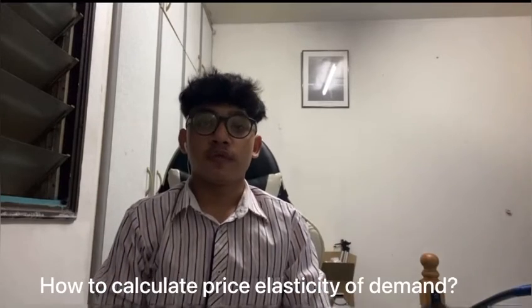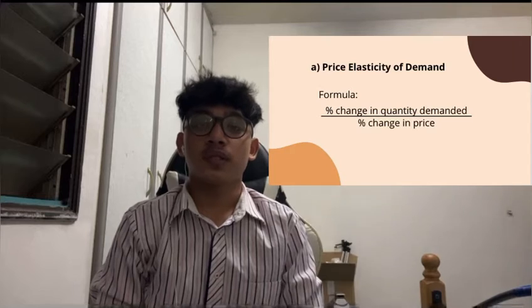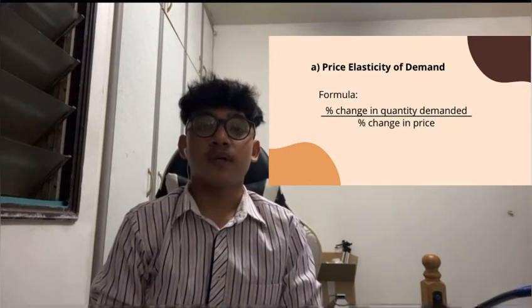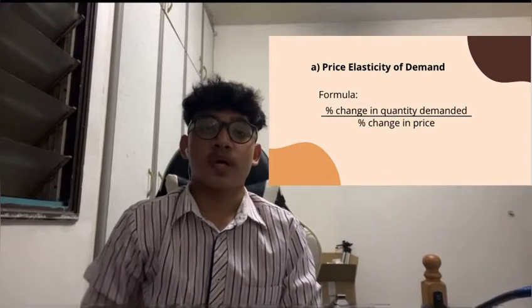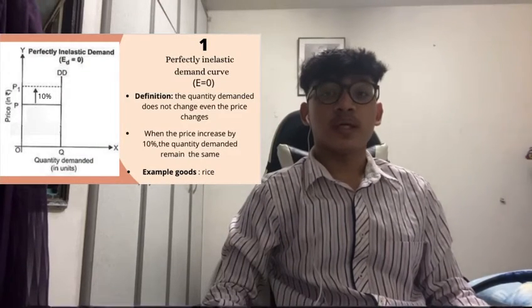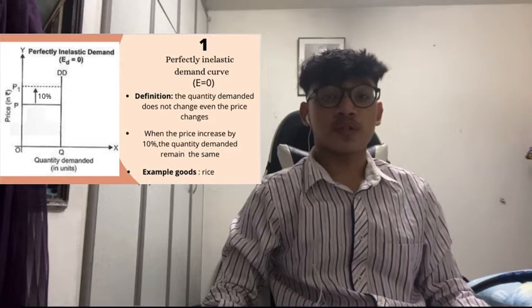So now, how do we calculate the price elasticity of demand? As we can see, the formula to calculate price elasticity of demand is the percentage change in quantity demanded divided by the percentage change in price. There are 5 degrees of price elasticity of demand. The first one is perfectly inelastic demand. It means the quantity demanded does not change even when the price changes.